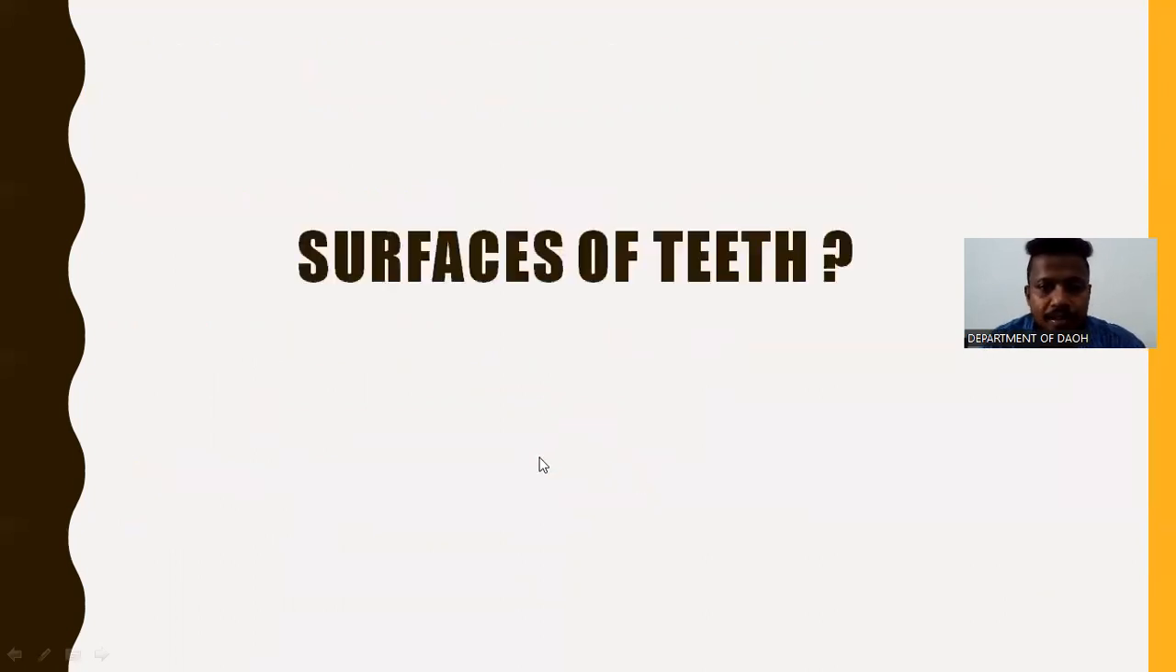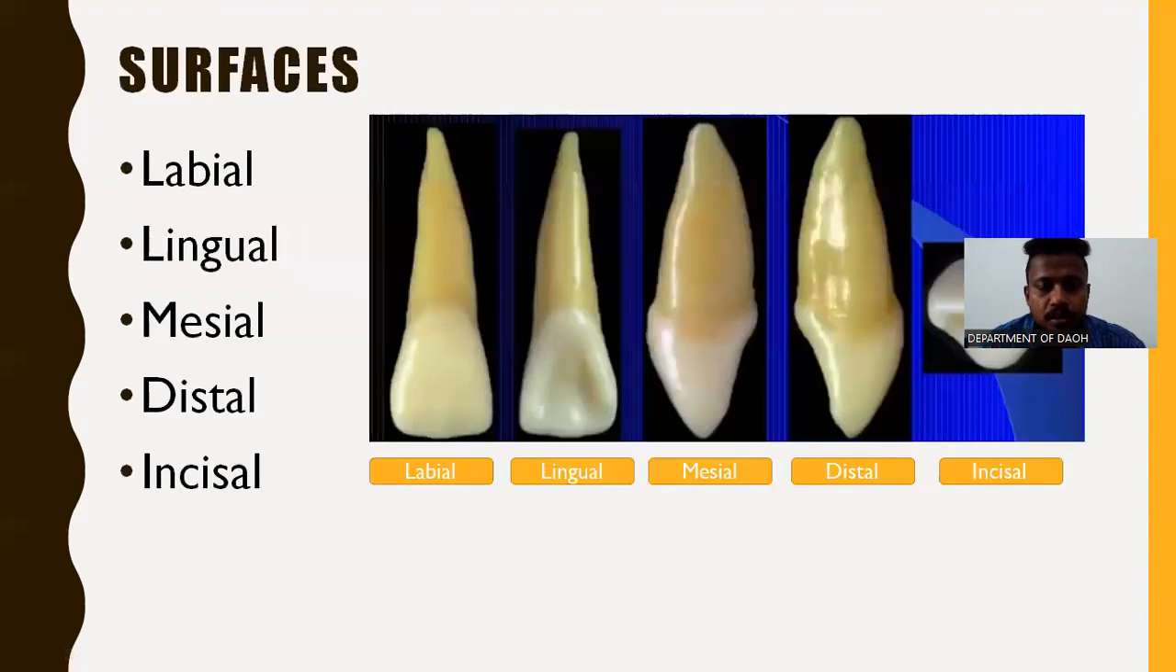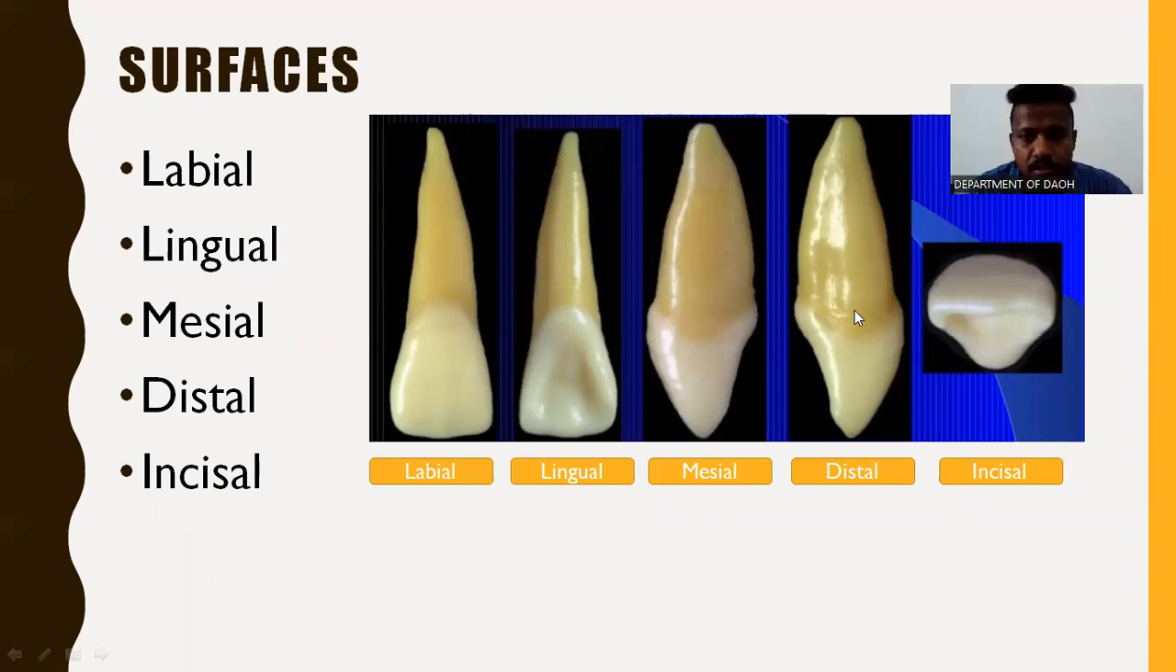Various surfaces of the tooth. The central incisor has labial, lingual, mesial, distal, and incisal surfaces. You can see in this picture: this is the labial surface of the tooth, the lingual surface of the tooth, the mesial and distal surfaces of the tooth, and the incisal surface of the tooth.